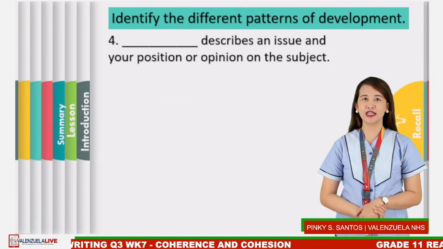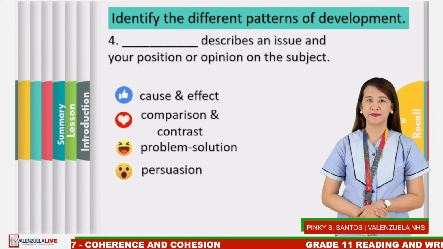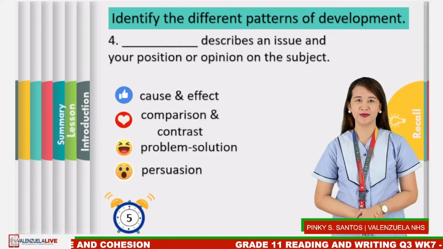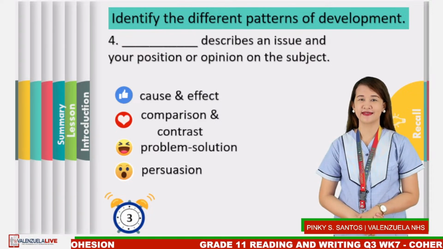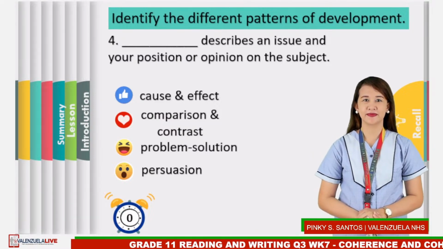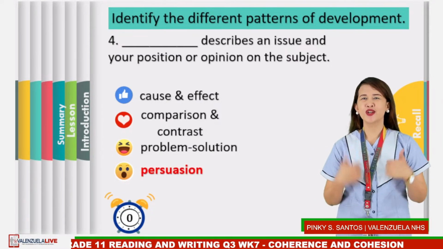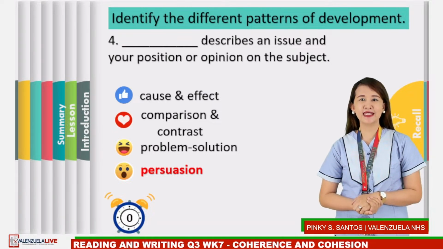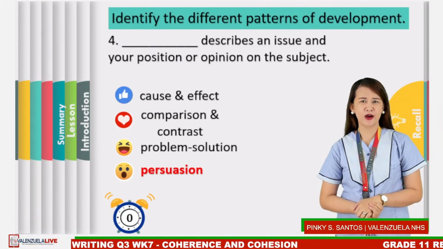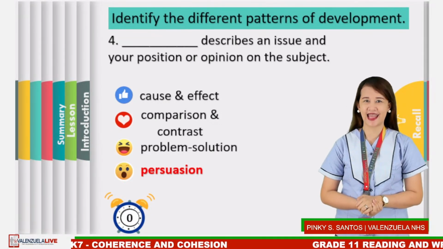Blank describes an issue and your position or opinion on the subject. What do you think is the answer? Timer starts now. Great! The answer is persuasion. Good job, learners! I am glad that you still remember the different patterns of development in writing. Now, let's try to continue learning by looking at the pictures on the next slide.